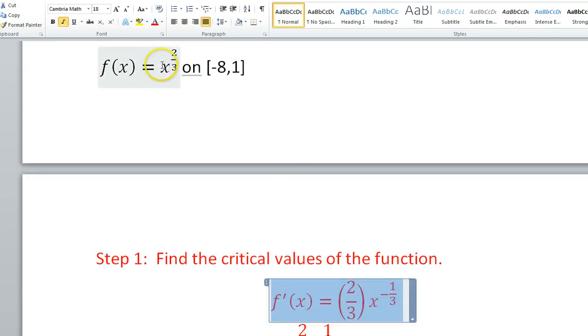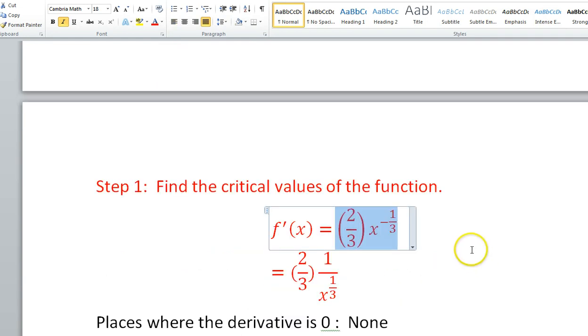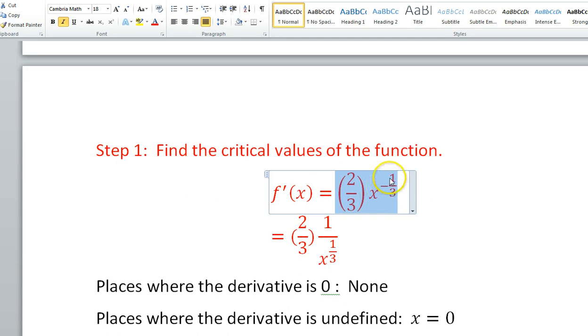Okay, I use the power rule, right? So what do I get? 2/3 comes up in front, x to the negative 1/3. Okay, 2/3 x to the -1/3. Now be a little careful. Next to the -1/3, if you take it down, you get what? 1 over x to the 1/3.